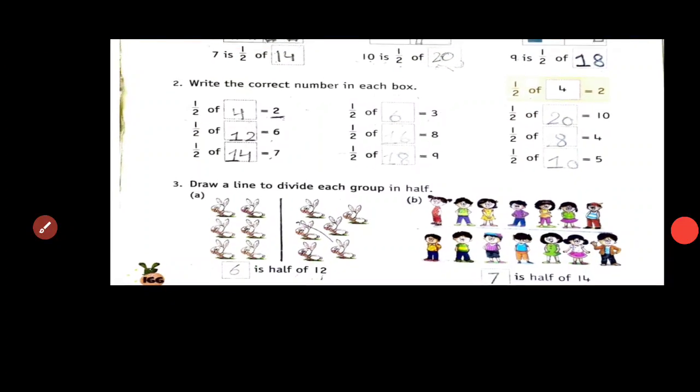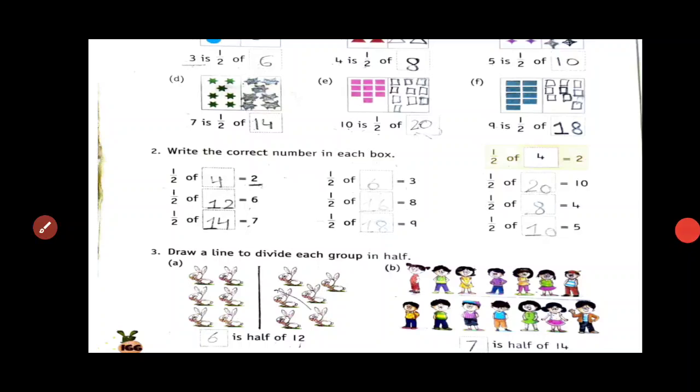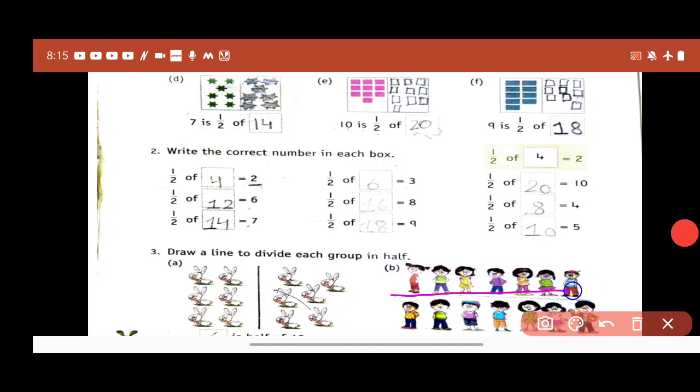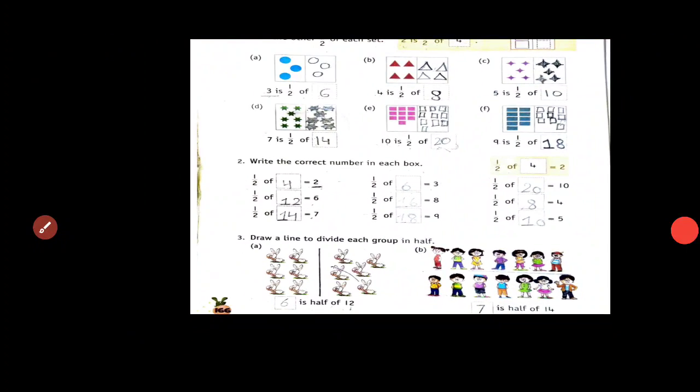Moving on to the next. Let's count how many children are there. There are 14 children. And what is the half of 14 children? Yeah, it's 7. So we'll be counting 7 children and making a straight line and dividing it. So this is how you have to do these questions.